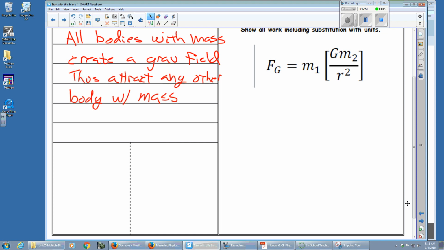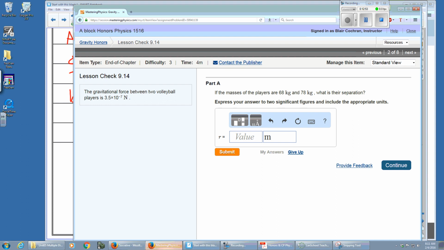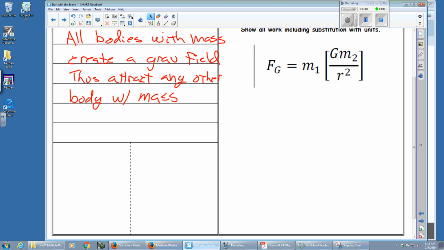All right. So in this one, we're looking for their separation. We're looking for the R, how far apart their centers of mass are. So I'm going to rearrange this. I want to get the R by itself. So I'm going to bring it up, and I'm going to bring that FG down. So I get R squared equals M1, big G, M2 over F sub G.